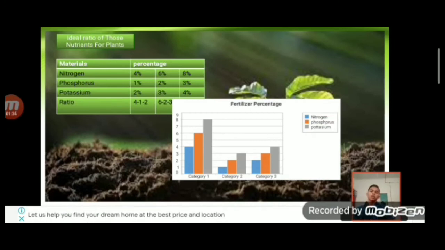The materials we have used are nitrogen, phosphorus, and potassium. The percentage for sample 1 is nitrogen 4%, phosphorus 1%, and potassium 2%, and the ratio is 4:1:2. For sample 2, we have nitrogen 6%, phosphorus 2%, and potassium 3%. In the last sample, we have used 8% of nitrogen, 3% of phosphorus, and 4% of potassium. The ratio is 8:3:4. For more clarity, you can see the table below on the graph.